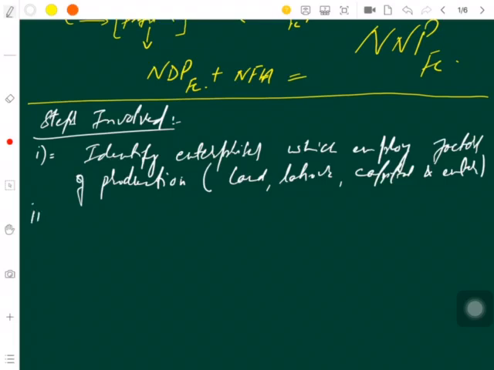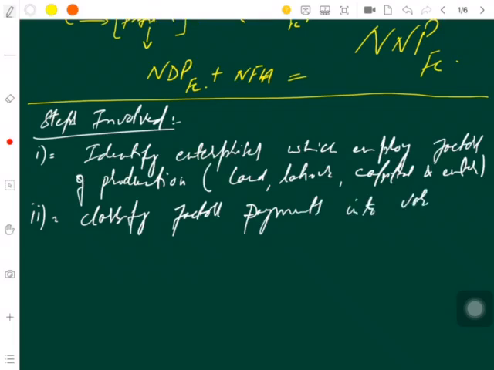Then the second step will be to classify factors of production. Now you can say we are already done with understanding that this factor of production belongs to this very particular enterprise. So we can directly classify, or rather, to classify the factor payments, that will be better for us, into various categories.